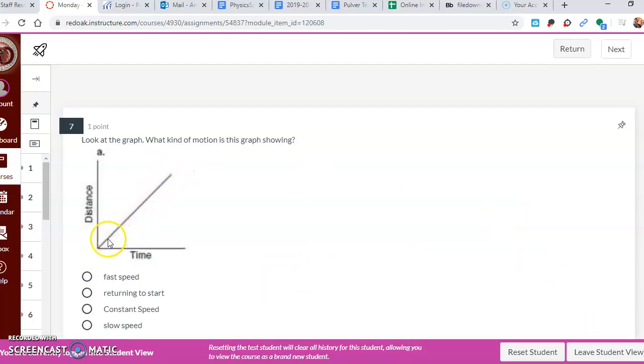This one is showing a constant speed. Whenever you see a 45-degree line like this, where they're covering the same distance over the same amount of time, that is a constant speed.